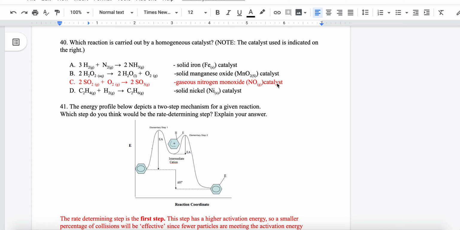In all the other situations where you have a solid catalyst, sometimes they call these a surface catalyst, they would be a heterogeneous catalyst because it's in a different phase than what your reaction is in.